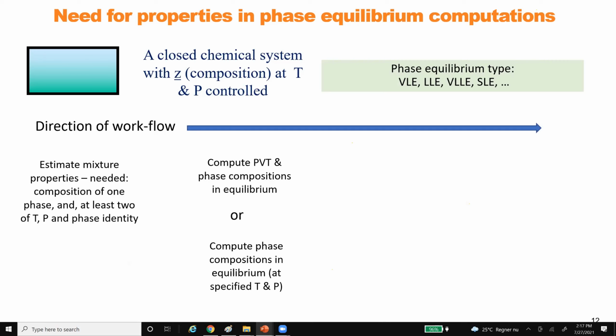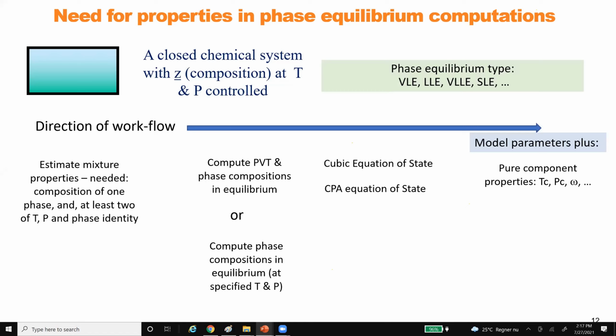So based on the mixture, we can calculate the PVT relationship, the pressure, volume, temperature relationship, and phase compositions in equilibrium. Or we can just calculate the phase compositions in equilibrium. Which one we will do depends on which model we use and which chemical system we have. We will see it later, but which model do we use?